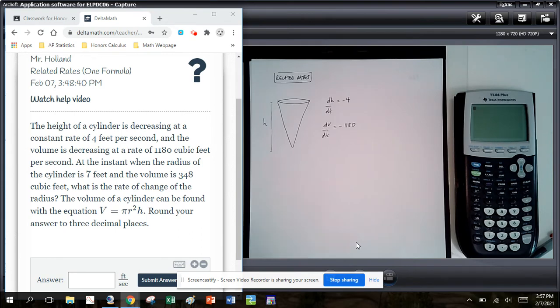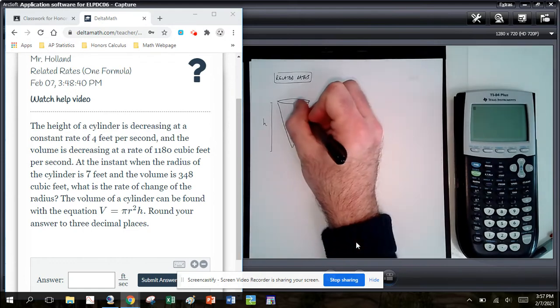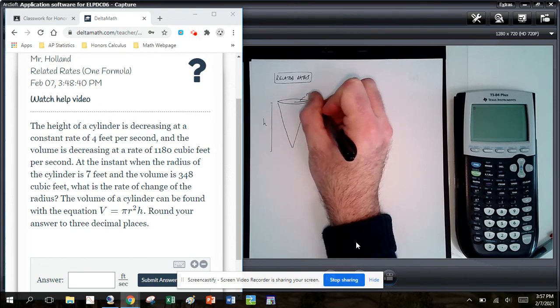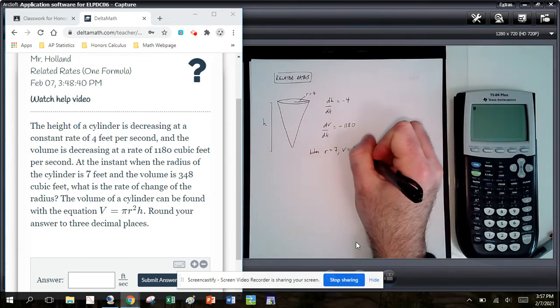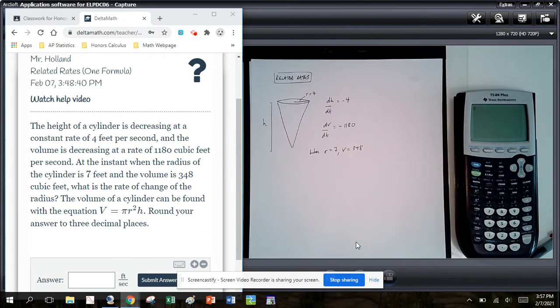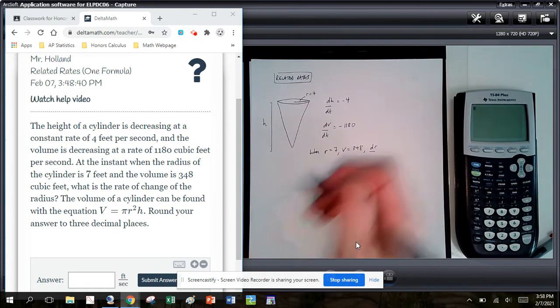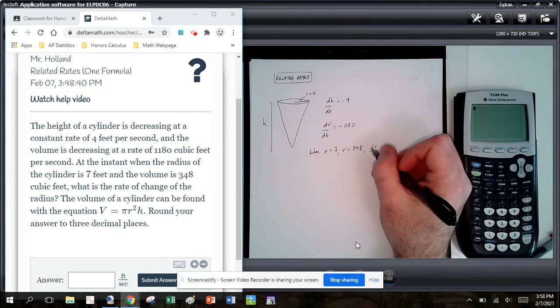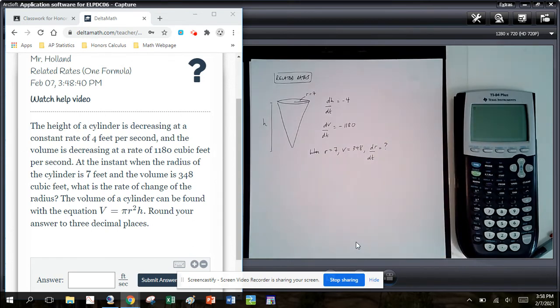Now, what we want to figure out is when the radius of the cylinder is 7, and by the way, this part right there, that's the radius. So I'm going to go ahead and set that equal to 7. So when the radius is 7 and the volume is 348 cubic feet, we want to figure out, well, what is the rate of change of the radius? So basically we're being asked to figure out what is dr with respect to t. So dr/dt.